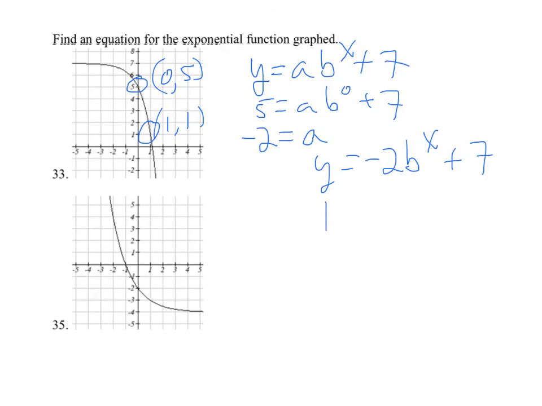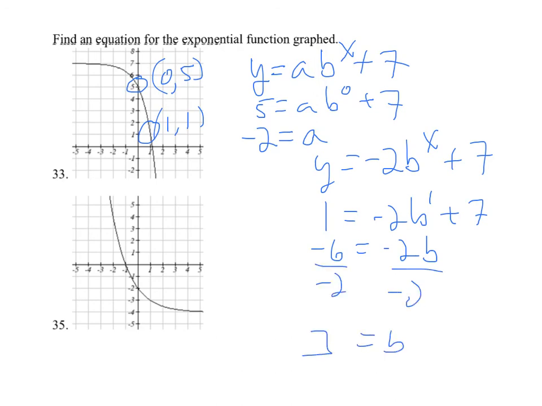So the base. So 1 is y equals negative 2 times b to the 1 plus 7. So I'm going to subtract 7. I get negative 6 equals negative 2 times b. So then I'm going to divide by negative 2, divide by negative 2. That tells me b equals 3. So I think the equation is y equals negative 2 times 3 to the x plus 7. And I could be convinced that that's true because that looks like a reflected exponential growth equation.